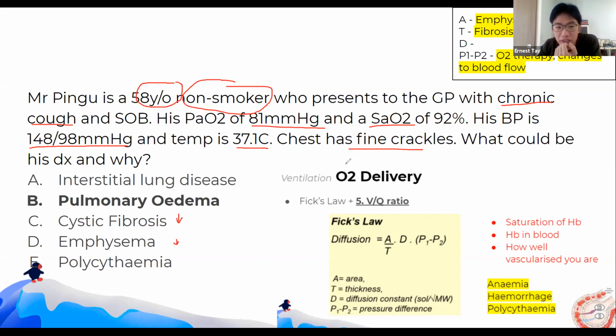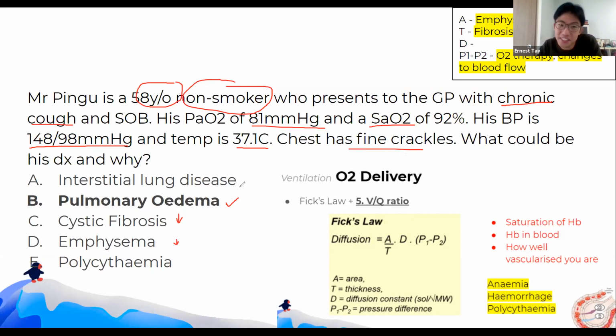Okay, chest has fine crackles. So what I know is that pulmonary edema can be a result of pulmonary hypertension. If there's hypertension in my pulmonary veins and arteries, then it can clog up into my capillaries and push the liquid out into my alveoli and therefore cause pulmonary edema. That's consistent with hypertension, not infective. It increases the thickness, therefore poor diffusion, causes hypoxia. Okay, good. Fine crackles, RJ will explain that later, but it's characteristic of pulmonary edema.